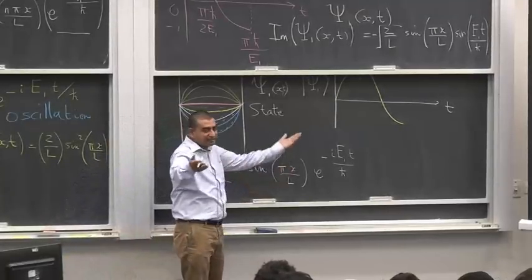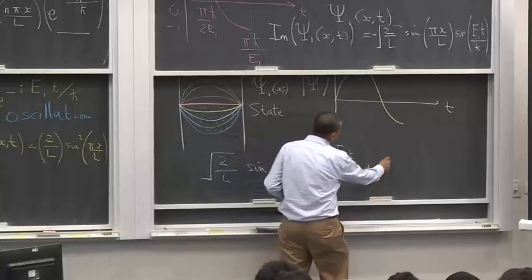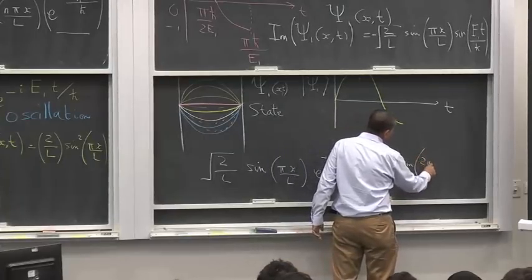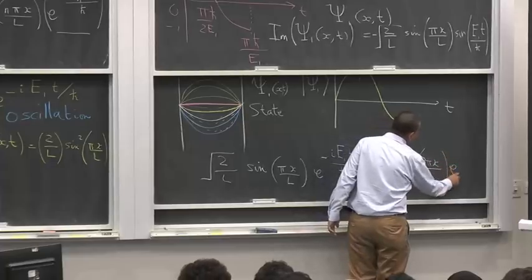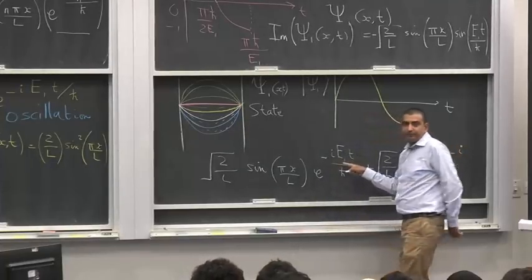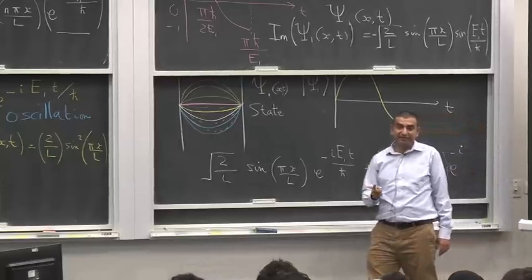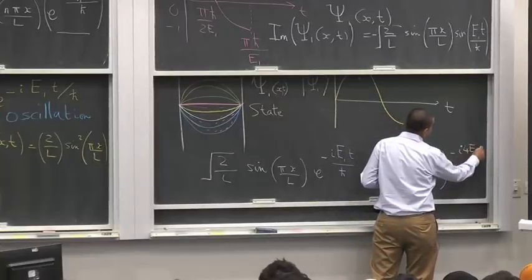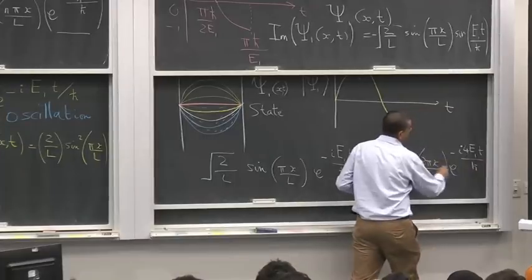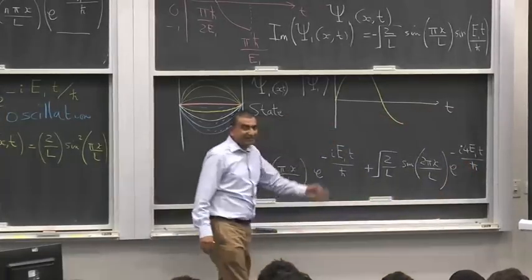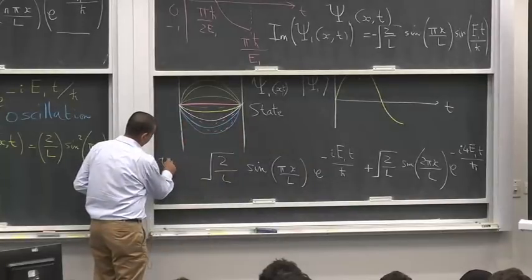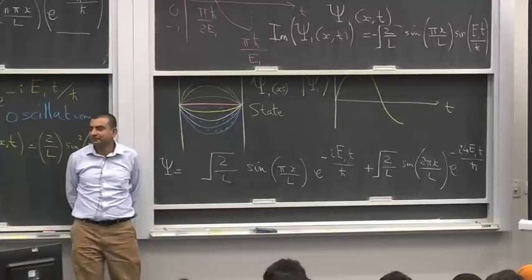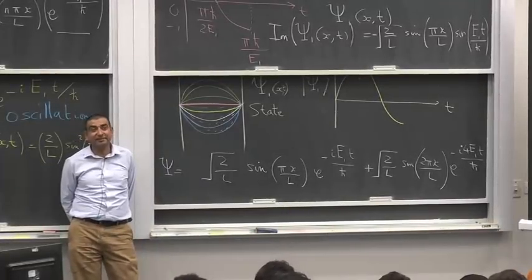So to this, I can add another state. I can add 2 over L, let me add the n equals 2 state: sine of 2 pi x over L e to the minus i E2 t over h bar. Now E2 is actually 4 times E1, so instead of E2, I write 4 times E1. So I have created a superposition of two states. No one stopped me from doing this. This is a legitimate state, yes.